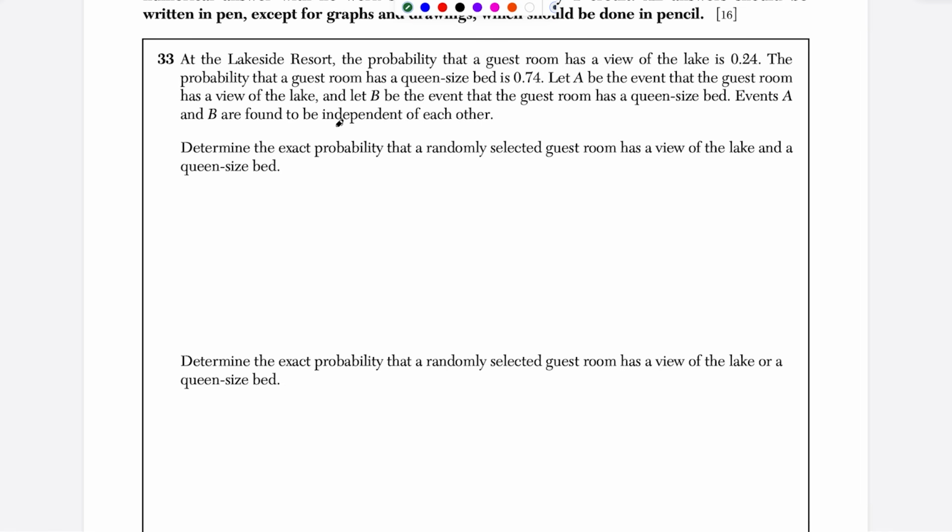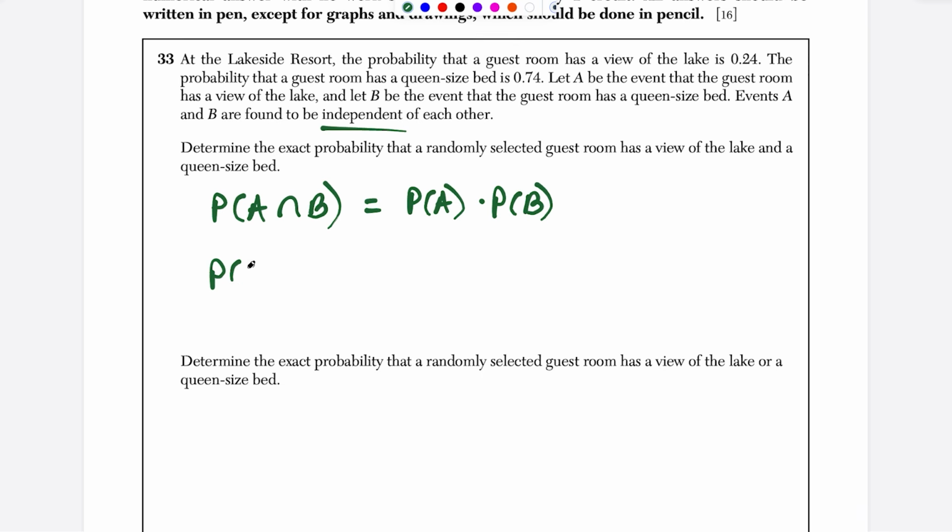So this is the million-dollar phrase right here, that the events are independent of each other. If A and B are independent, that means the probability of A and B occurring, and this is the notation for the probability of A and B occurring, we put this little upside down U here, we could say that this is equal to the probability of A times the probability of B. And once again, this follows because they're telling us here that events A and B are found to be independent of each other.